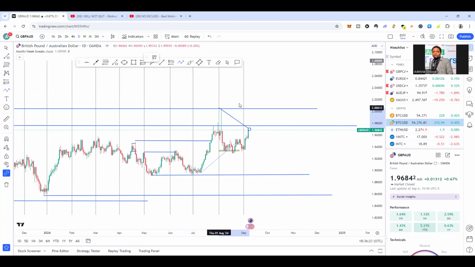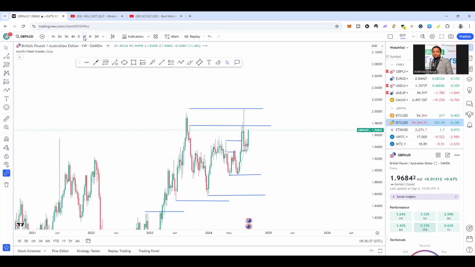Price to do this, take out this high, and probably come back to this zone. I'm looking for a buying opportunity, but I have a feeling that we might come to this zone and then continue to sell off from this area. That's on the weekly time frame.